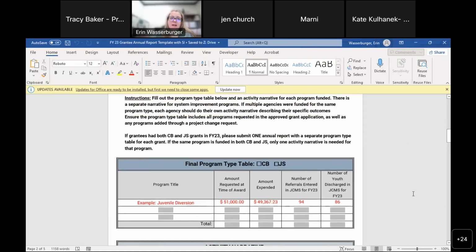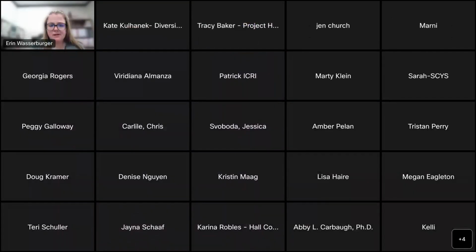We will provide data again for the tables that are down at the bottom, which we'll get to in a second. This was the other area that confused quite a few people. The data that we provide will go in the tables down below, but the number of referrals entered and the number of youth discharged, you should go in and pull from JCMS yourself. The user guide has step-by-steps, but I'll show you here now too, so that we are all on the same page.